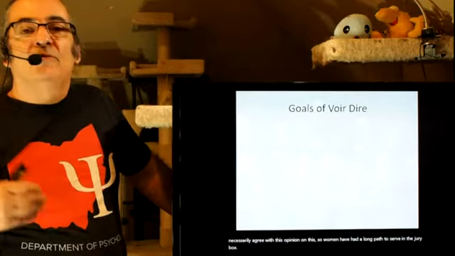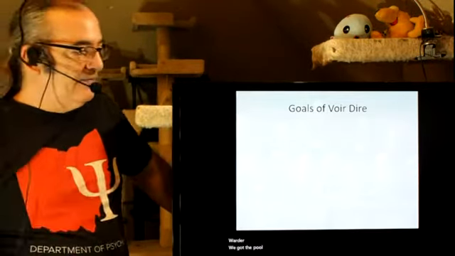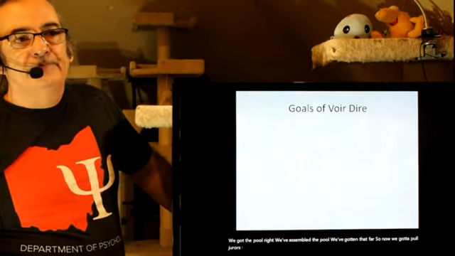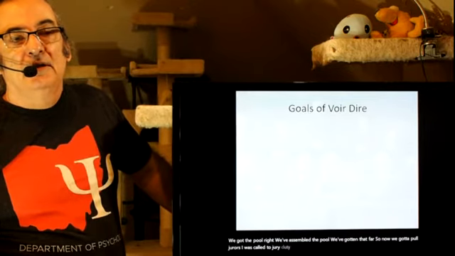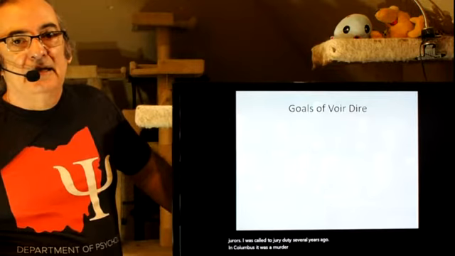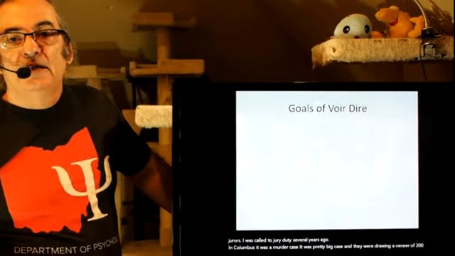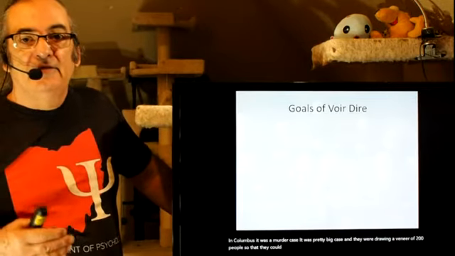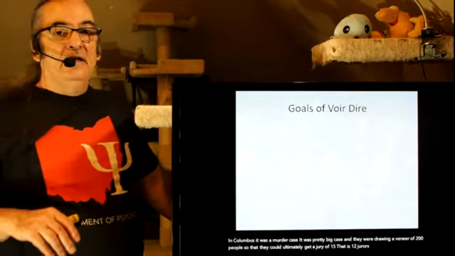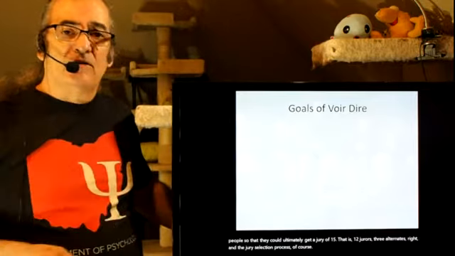Now, voir dire. We've assembled the pool. We've gotten that far. So now we've got a pool of jurors. I was called to jury duty several years ago in Columbus. It was a murder case. It was a pretty big case. And they were drawing a venire of 200 people so that they could ultimately get a jury of 15. That is 12 jurors, 3 alternates, right? And the jury selection process, of course, was going to be extensive.